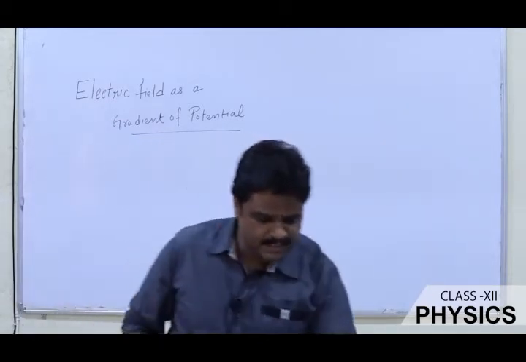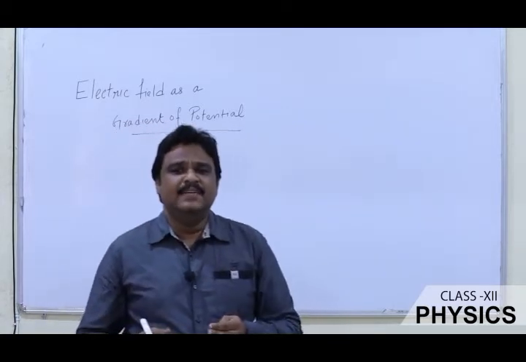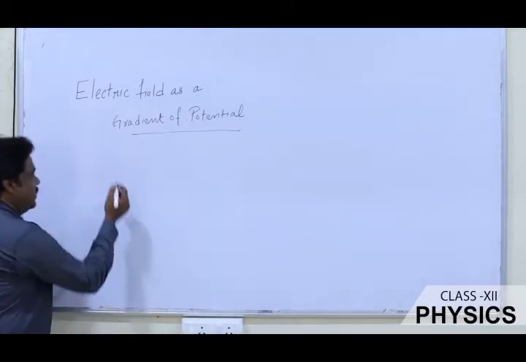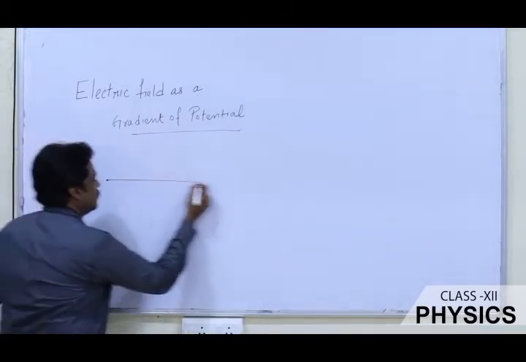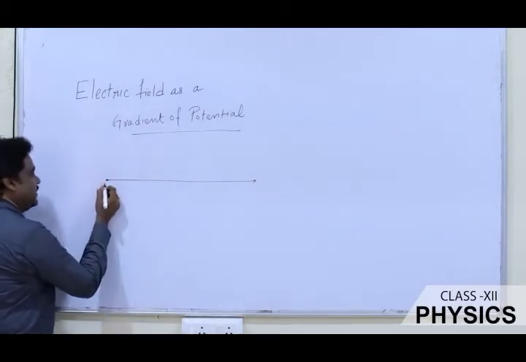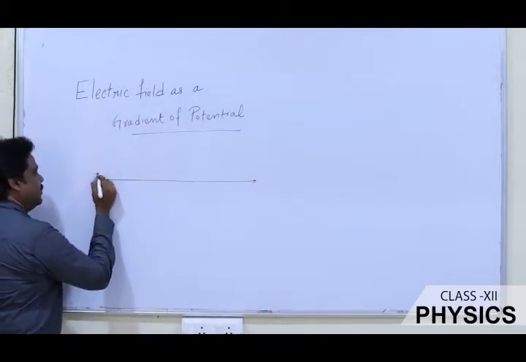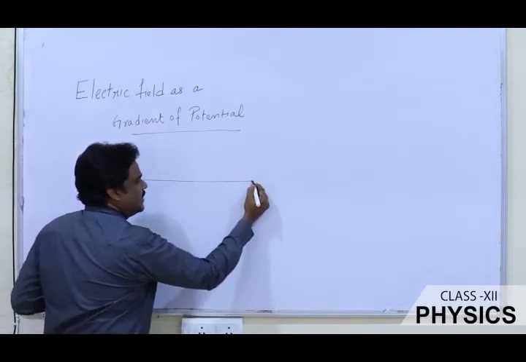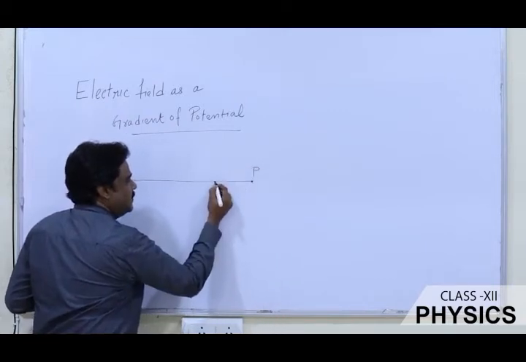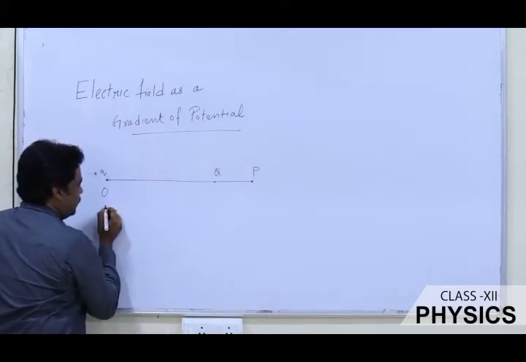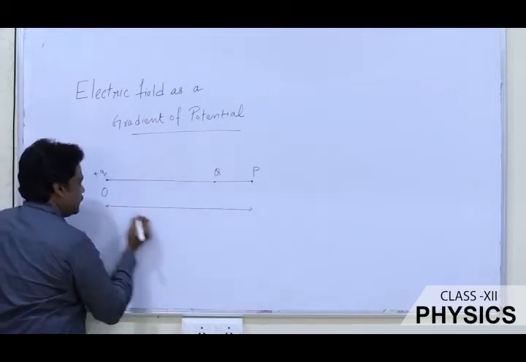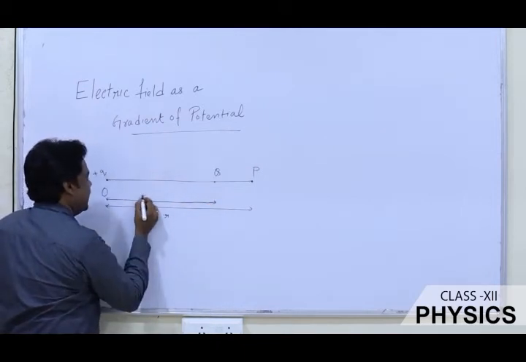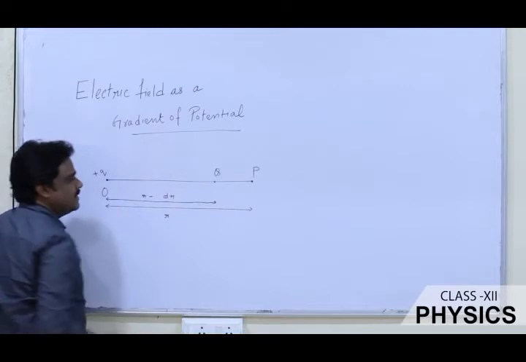I am going to start from the same concept that we did for deriving the electric field due to a point charge. The same logic we are going to follow. I am going to assume an origin in which a positive charge plus q is placed. I am going to consider 2 points, one is P, another is Q. The distance of P is r. The distance of Q is r minus dr.